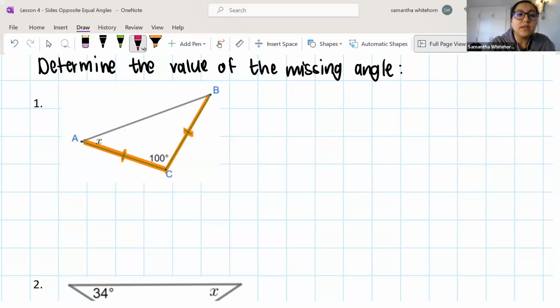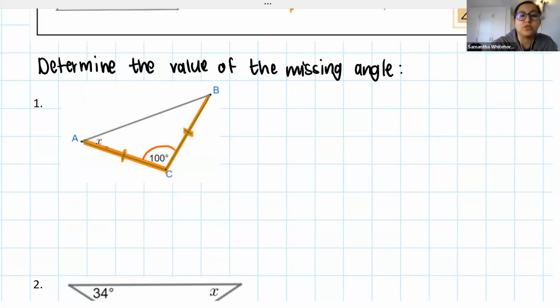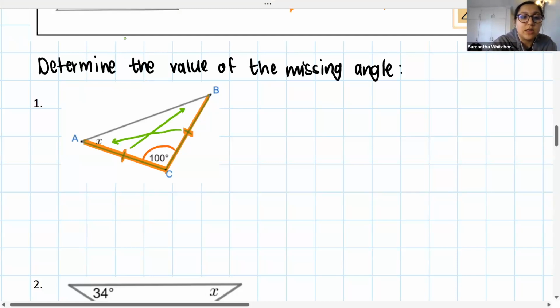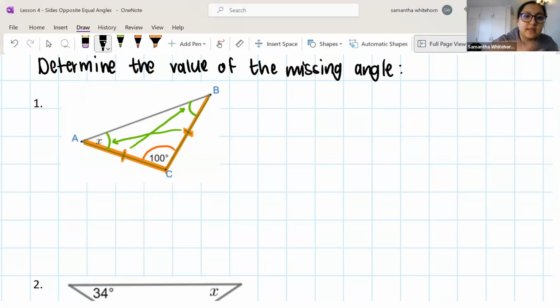I have also been given the fact that the angle at C is 100 degrees. So I've got one of my three angles in my triangle. But the fact that I've got equal sides is also really important, because I also know that the angles opposite those equal sides are equal to each other. So angle A and angle B are equal to each other. And through all of this information, I'm eventually able to get X.